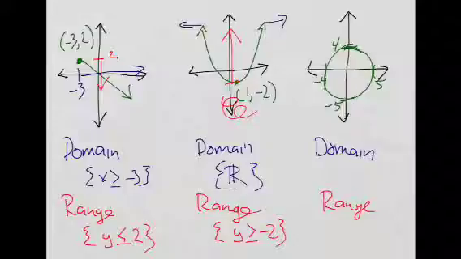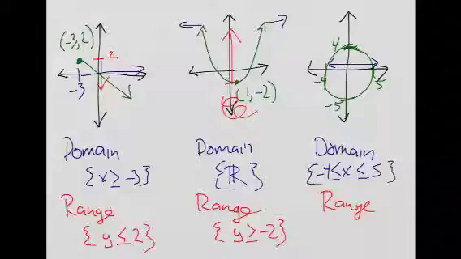Finally, in this last one, my x values are here between negative 4 and 5. So my x values have to be less than 5, but bigger than negative 4. So I'm going to write my domain as a compound inequality. X is between negative 4 and 5.